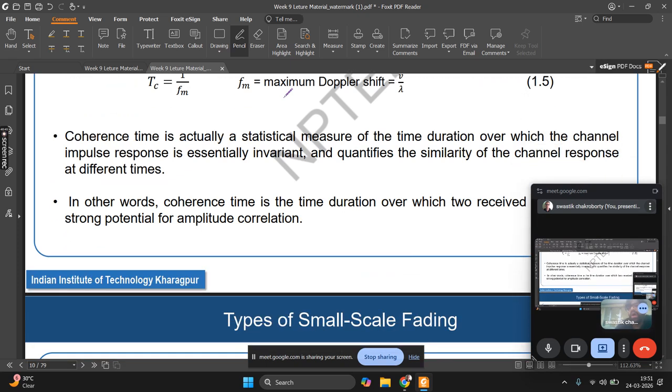Coherence time is a statistical measure of the time duration over which the channel impulse response is essentially invariant, and it quantifies the similarity of the channel response. So basically, coherence time is the time over which you can say the channel is constant. The channel is not changing. So this is your coherence time, and you have to transmit within the coherence time.